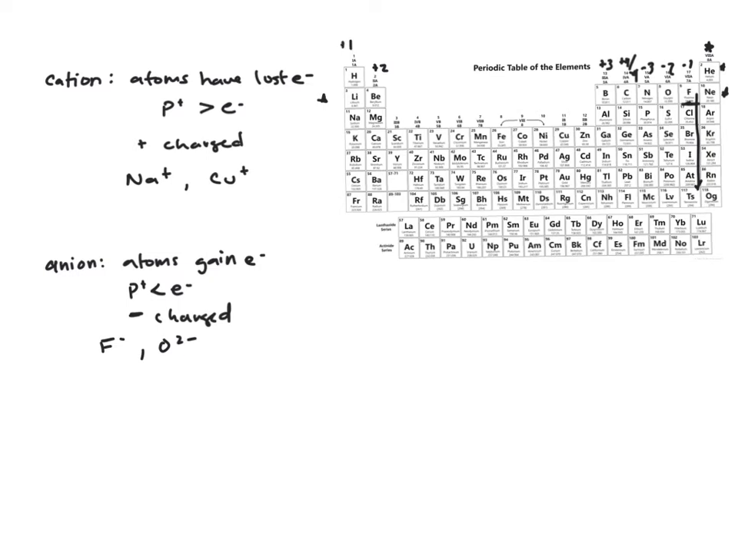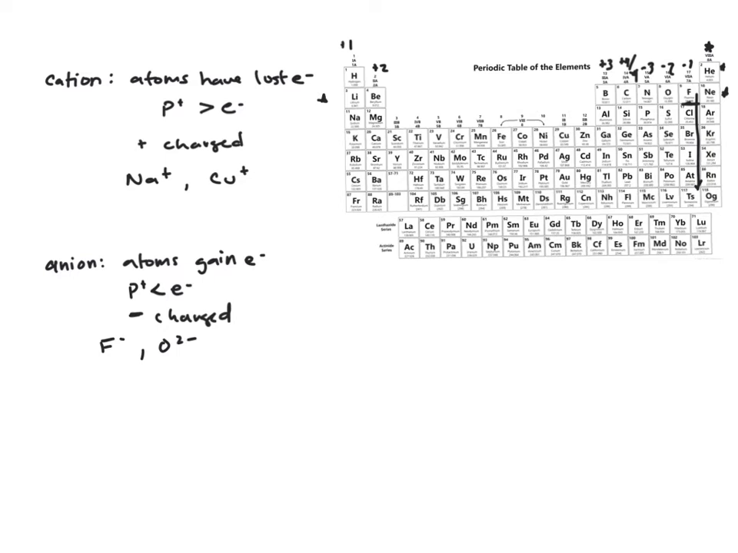Okay, and so basically these characteristics, again, are going to follow down the group in terms of behavior when forming cations and anions. Okay, and so the periodic table will get you to where you need.